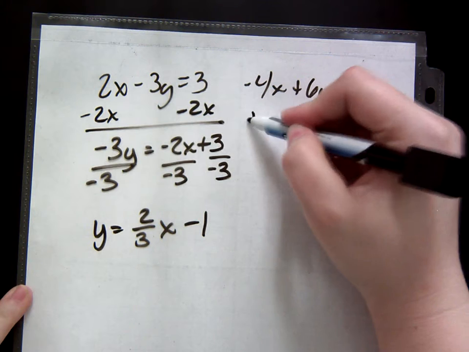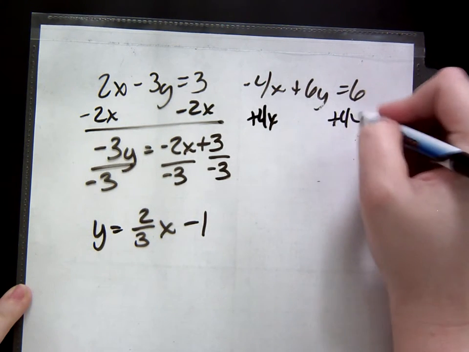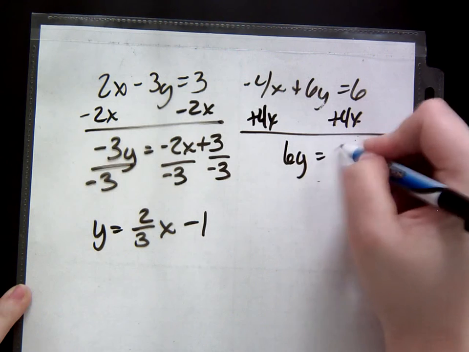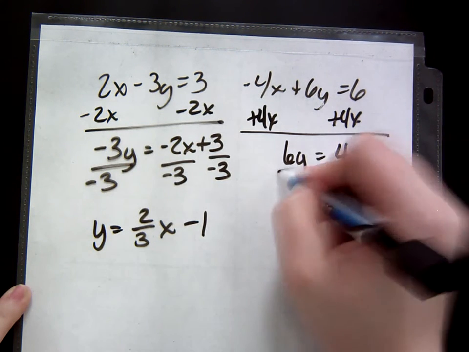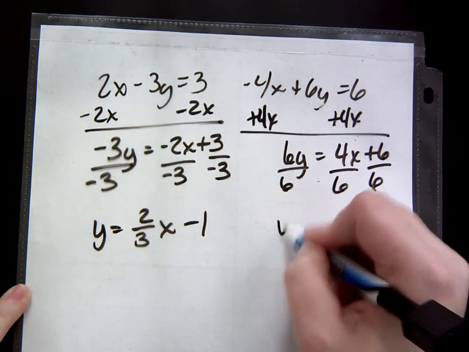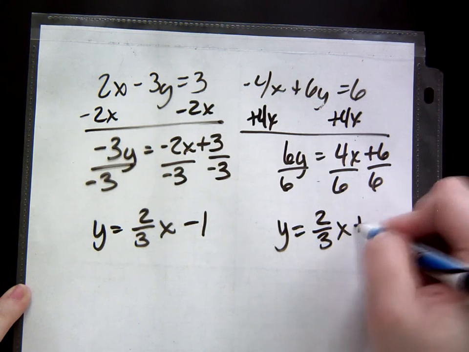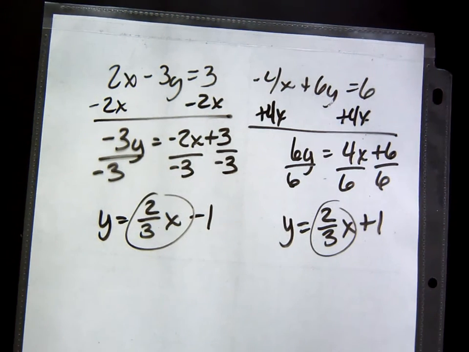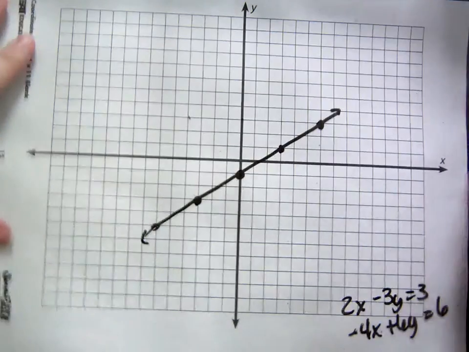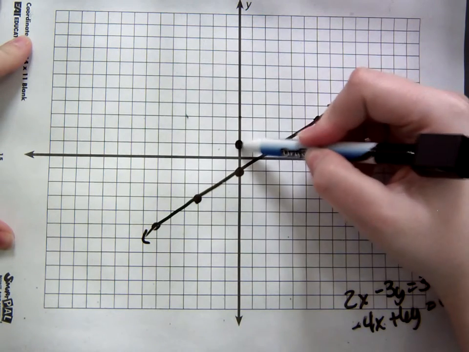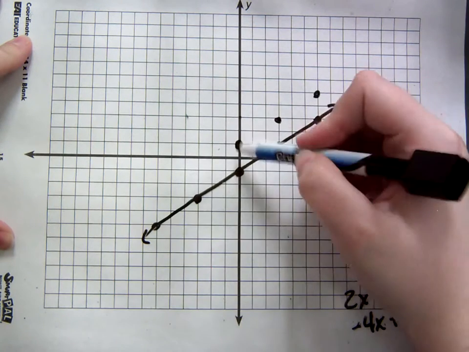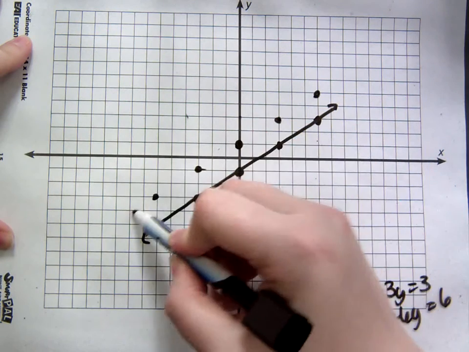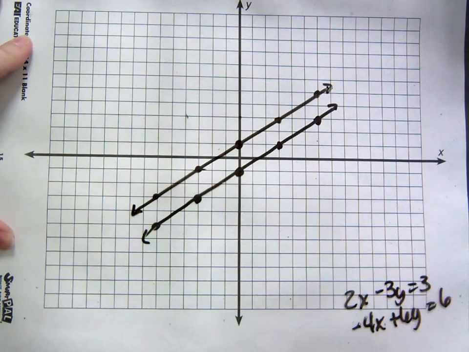So now let's look at the other one. For this one, I would add 4x to both sides, which gives me 6y equals 4x plus 6. Then I divide by 6 to get y equals 2/3 x plus 1. Well, I can tell you right now they're parallel, which means there's not going to be any solution. But let's go ahead and graph it anyway. So 2/3 x plus 1 means I go here and then go up and over, or down and over. So I get two parallel lines that never meet.